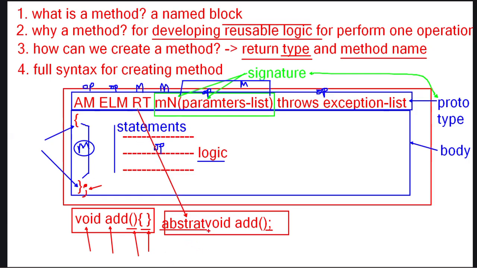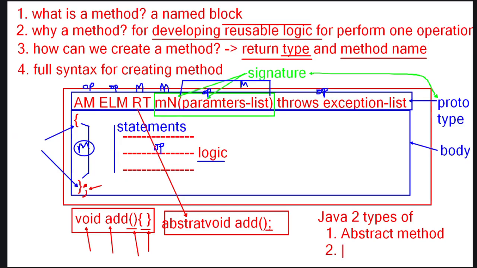If I write static, it is called a static method. If I write abstract, it is called an abstract method. Java supports 2 types of methods. Number 1, abstract method: if I create a method without a body, it is called an abstract method. Second, if I create a method with a body, it is called a concrete method.